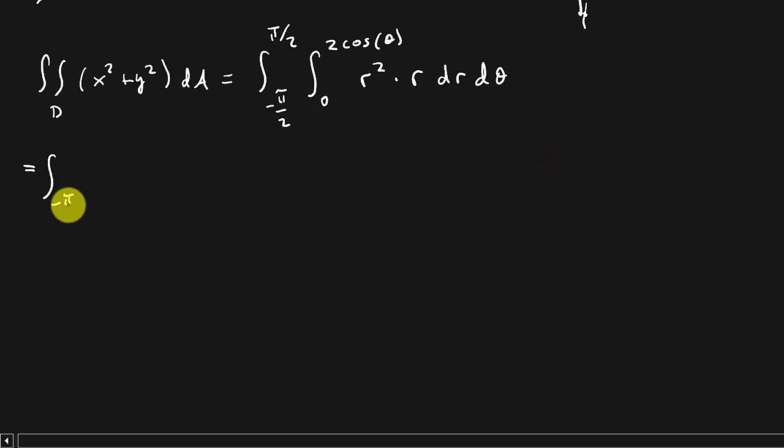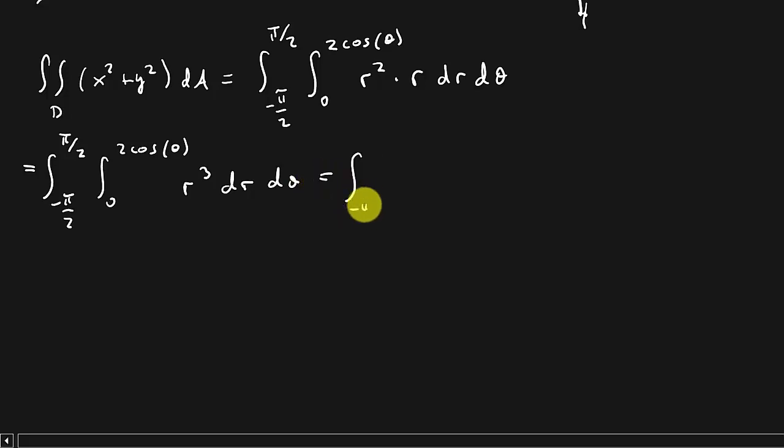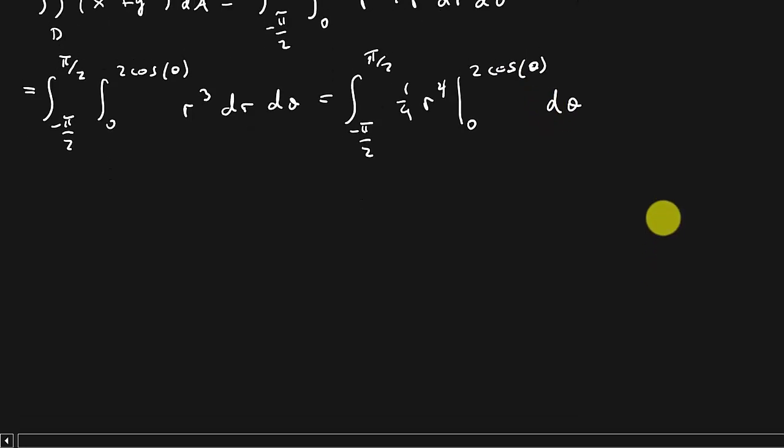All right. So this is going to give me the integral from negative pi over 2 to pi over 2 of the integral from 0 to 2 cosine theta of r cubed dr d theta. So now we need to integrate this thing. All right, so this is going to give me the integral from negative pi over 2 to pi over 2 of 1/4 r to the 4th from 0 to 2 cosine theta d theta.